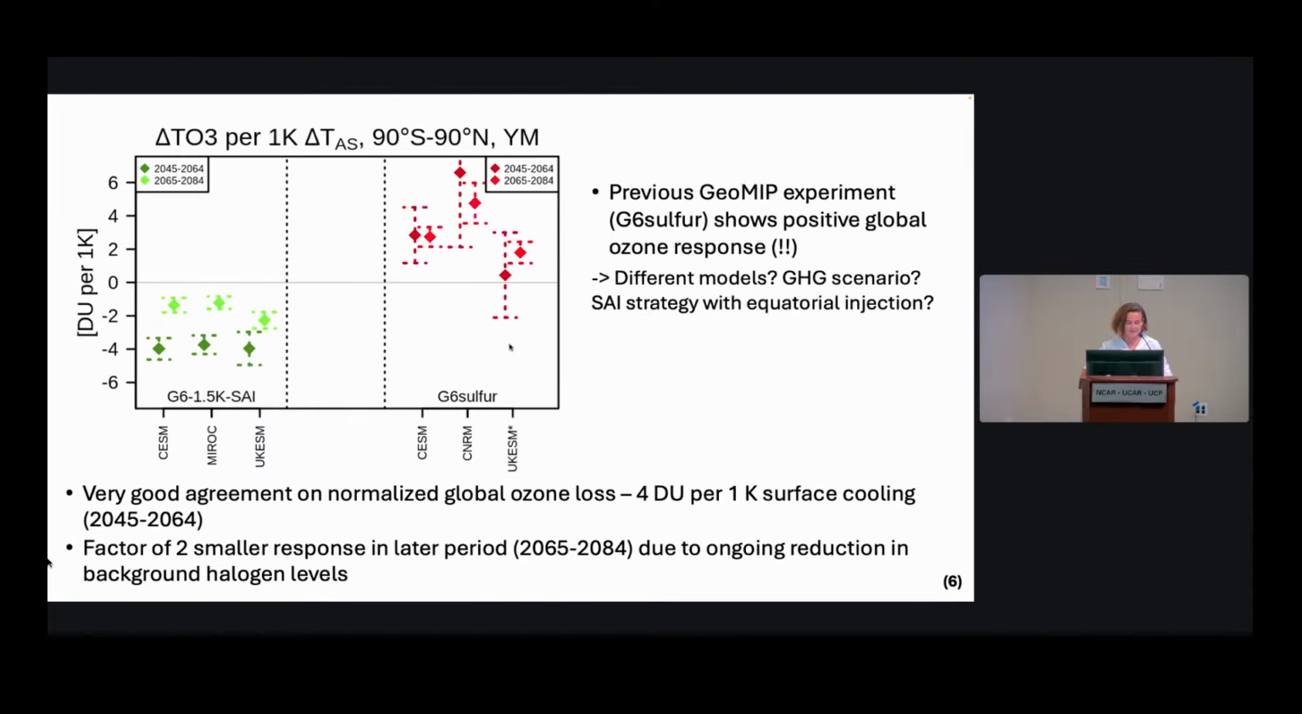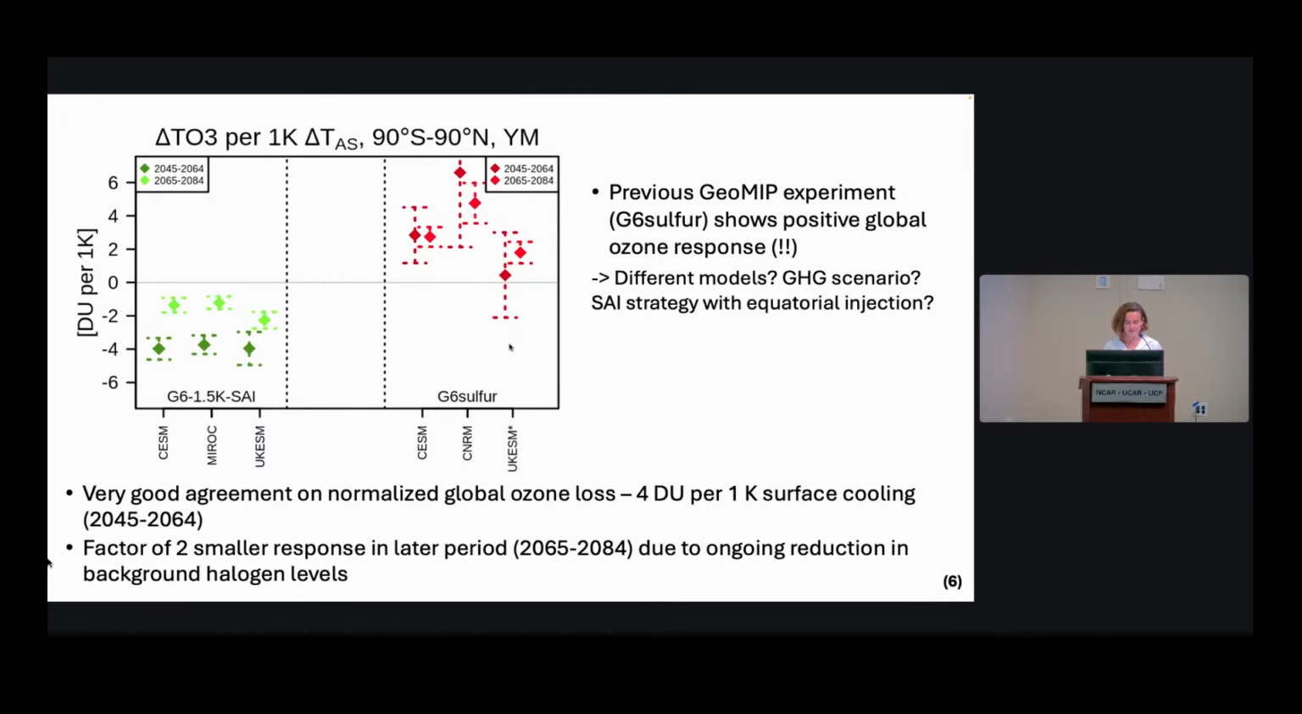Now, the next question I want to ask is, how do the new results compare with the results of the previous GeoMIP experiment that was called G6 sulfur? And we find that the previous results were actually very, very different. In particular, the old G6 sulfur models all project increases in global mean ozone under SAI, which is shown on the right. And this contrasts strongly with the ozone decreases in the new G6 1.5K SAI experiments.